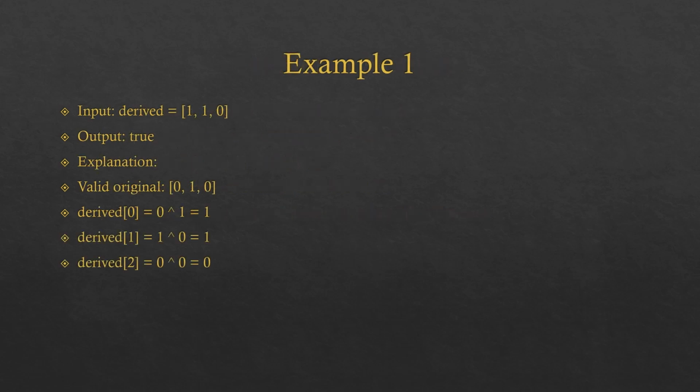Let's look at an example. Given the derived array 1, 1, 0, the output is true. We can deduce that the original array could be 0, 1, 0. Let's verify. derived[0] equals 0 XOR 1, which equals 1. derived[1] equals 1 XOR 0, which is 1. derived[2] equals 0 XOR 0, which is 0. This satisfies the given conditions and thus the output is true.